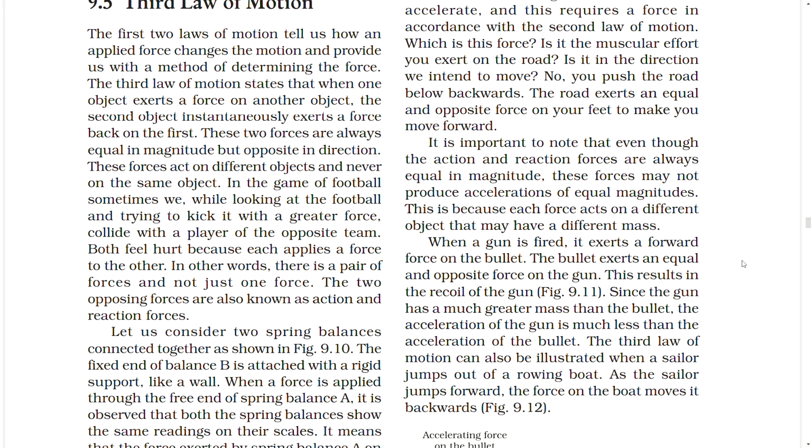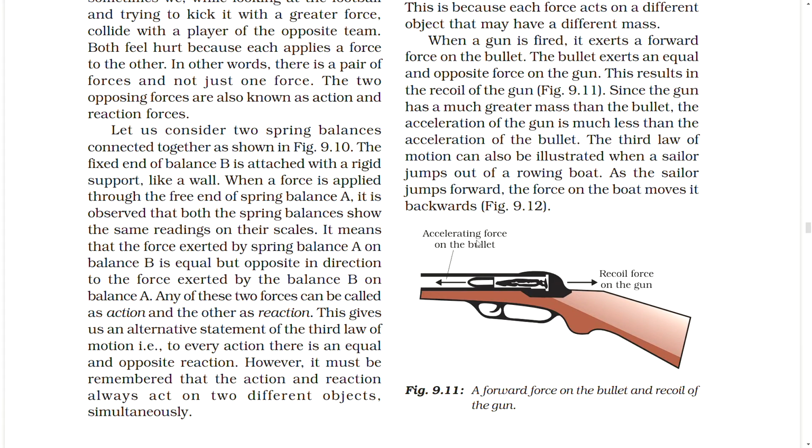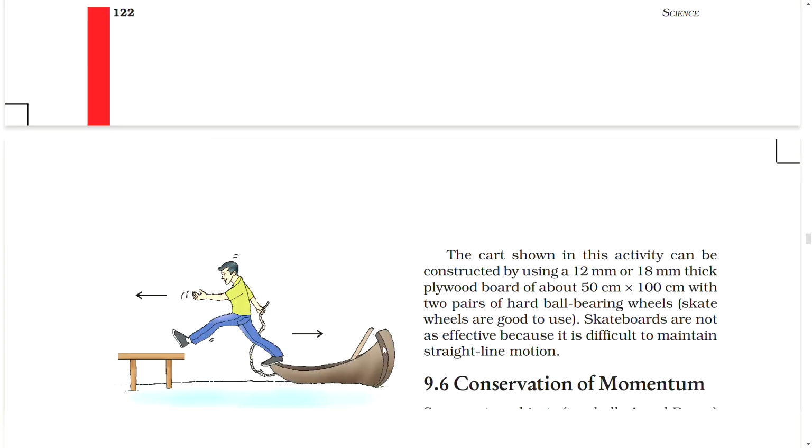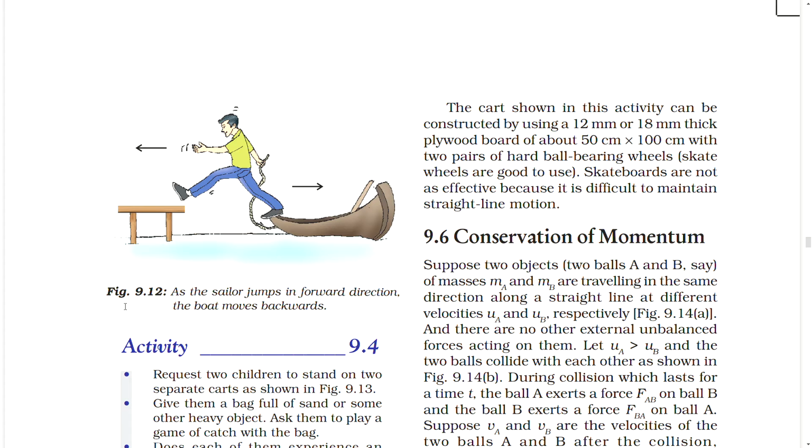The third law of motion can also be illustrated when a sailor jumps out of a rowing boat. As the sailor jumps forward, the force on the boat moves it backwards. Figure: accelerating force on the bullet, recoil force of the gun. Figure: a forward force on the bullet and recoil of the gun. Figure: as the sailor jumps in the forward direction, the boat moves backward.